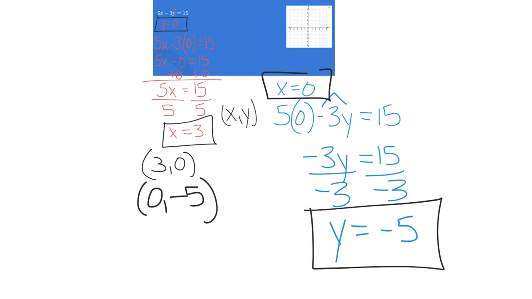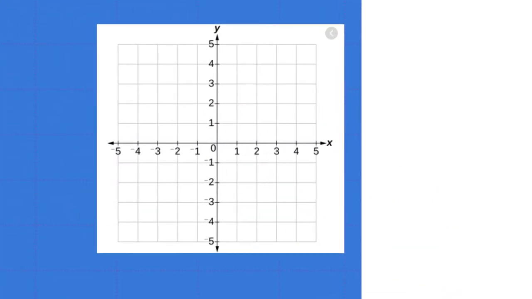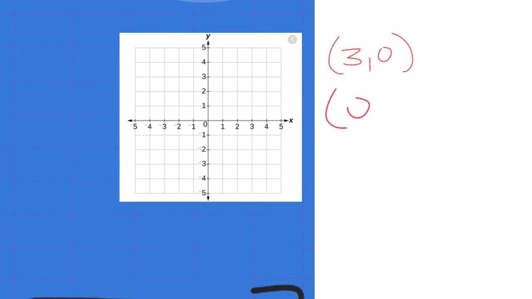Now I'm going to go ahead and graph those. So we have 3, 0, and 0, negative 5. So let's write those again. 3, 0, and then 0, negative 5. Make sure you're pausing if you need to get all your notes down.